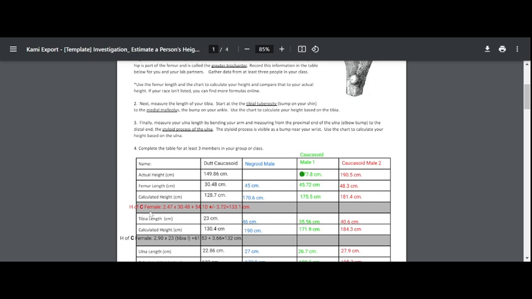Okay, so the height of the Caucasoid female, the general equation is 2.47 times 30.48 plus 54.10 plus or minus 3.72. So again, this plus or minus just means that you can either add 3.72, or you can subtract 3.72 for your estimate, okay?